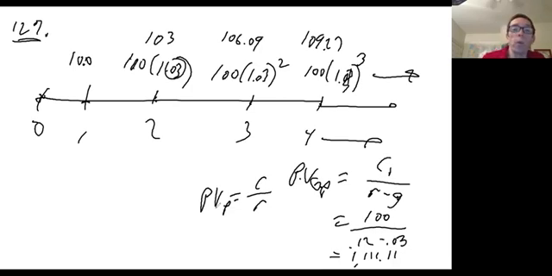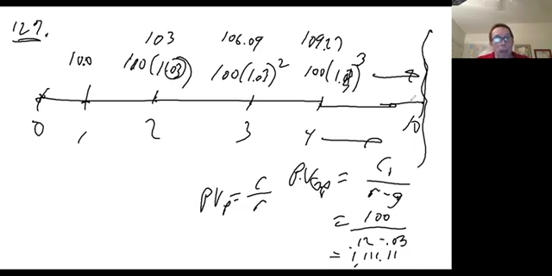So let's suppose we've got this exact same situation. We get $100 at time 1, and it's growing at 3% every year. But this time, instead of saying it goes on forever, let's say the last time you get money is at year 10, and it stops at year 10. No more cash flows after 10 years. That's a growing annuity. The cash flows are growing at 3% per year, but only for 10 years. Now the formula is a little bit more complex.